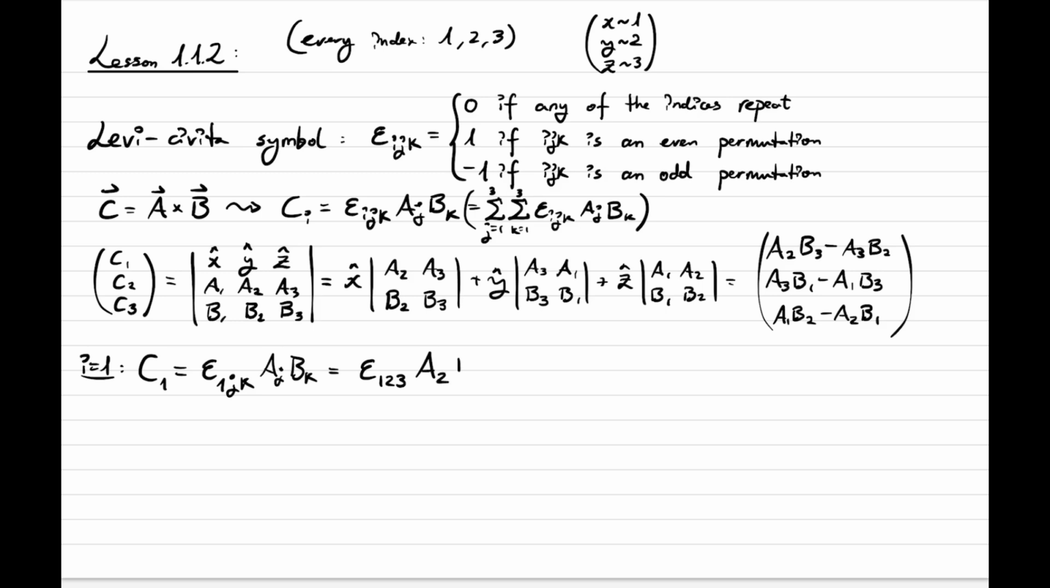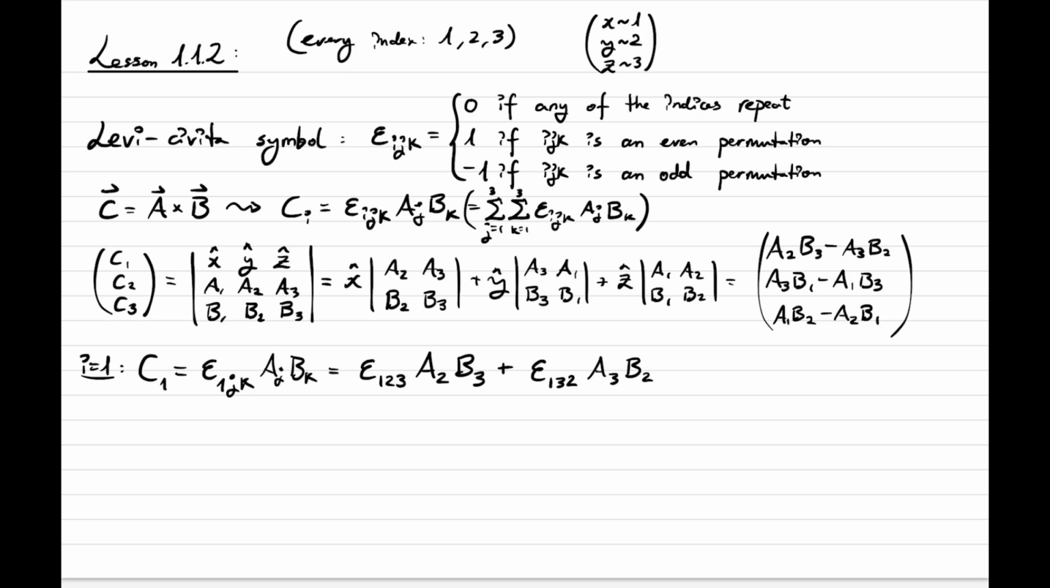j was 2 and k is 3. Now, is there any other possibility? Okay, so we previously chose that j was going to be 2. We can choose that j is going to be 3. And now that we have chosen the numbers 1 and 3, k is going to be 2.